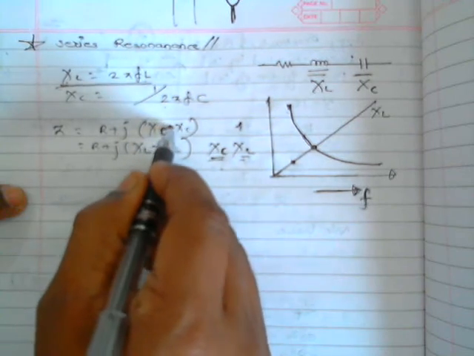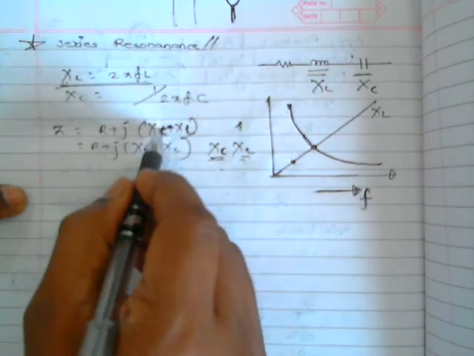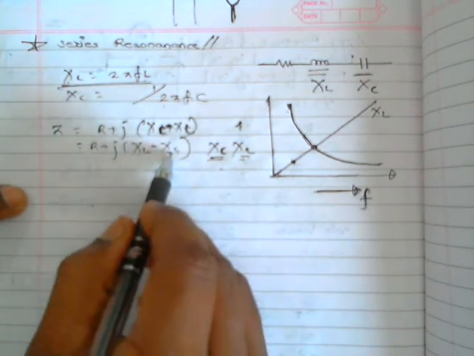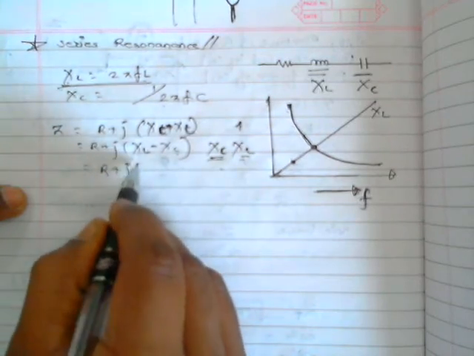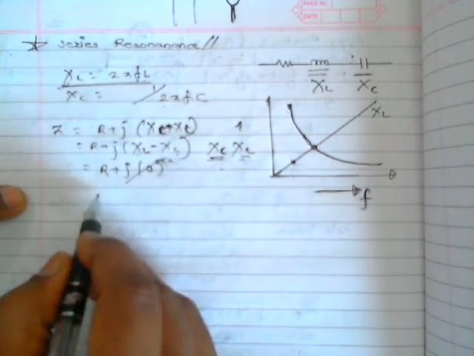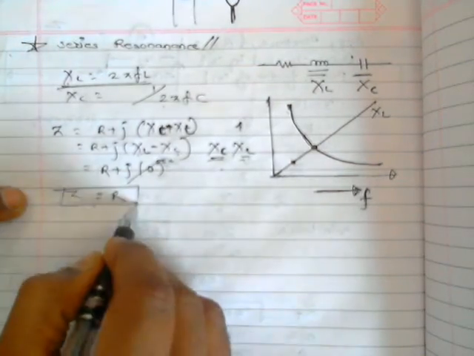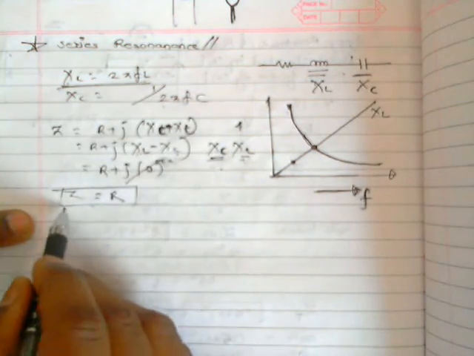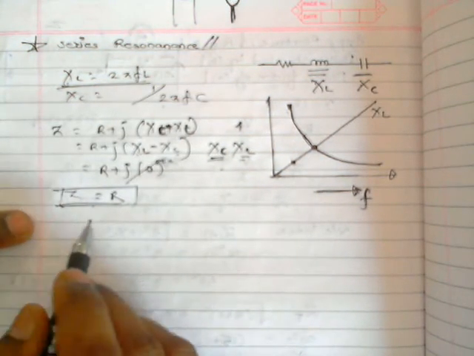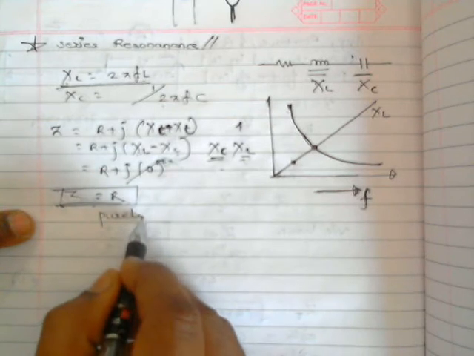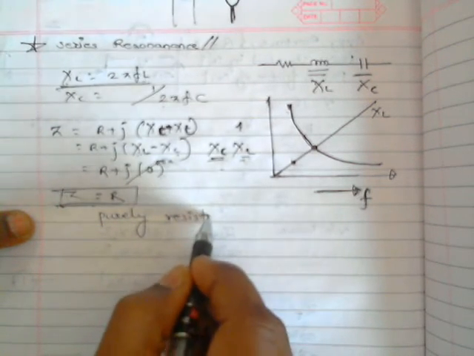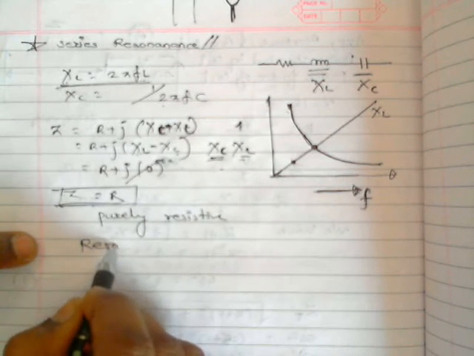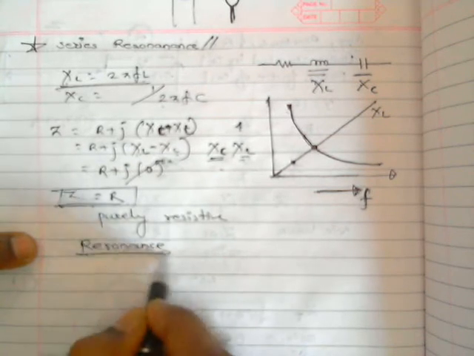Sorry, XC minus XL or XL minus XC, the net reactance, right? Now when XL and XC become equal, it will be R plus j of 0. This term is 0, so Z will become equal to R. It means though there is an inductor and a capacitor in the circuit, the circuit will behave like a purely resistive one. Though inductor and capacitance are there, this phenomenon is called resonance.